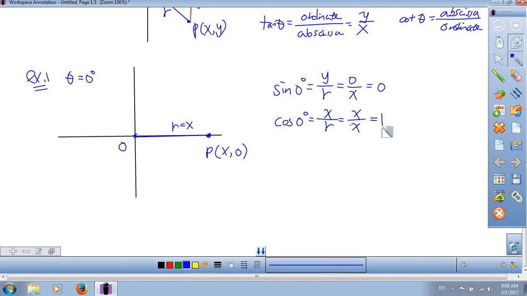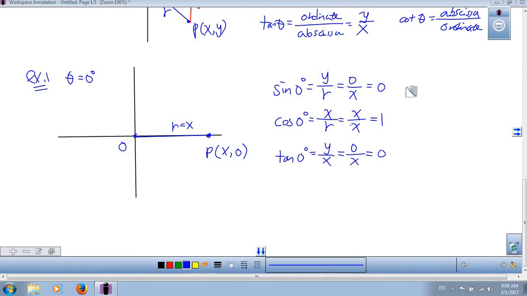Before, we couldn't do that in a right triangle, because in a right triangle you don't have any angle of 0 degrees. What about tangent of 0 degrees? Well, tangent of 0 degrees is y over x. But y again is 0, so it doesn't matter what x is, it's also equal to 0. Then let's do secant of 0 degrees. Secant is r over x. So r and x happen to be the same, so x over x, so it's 1.